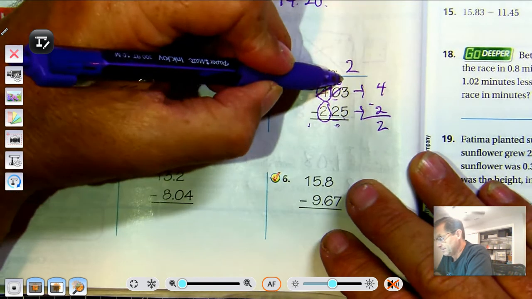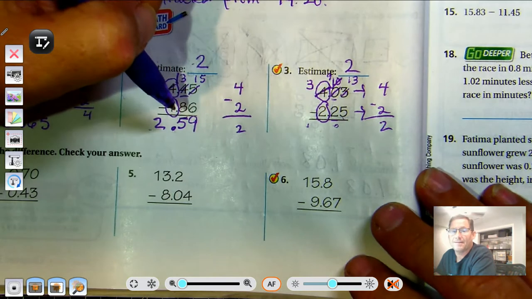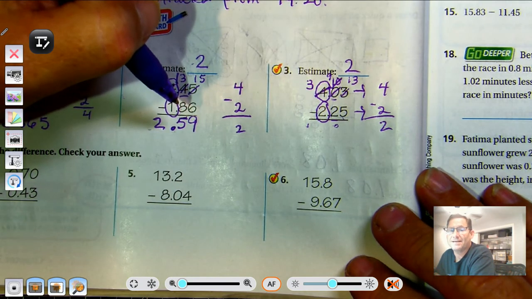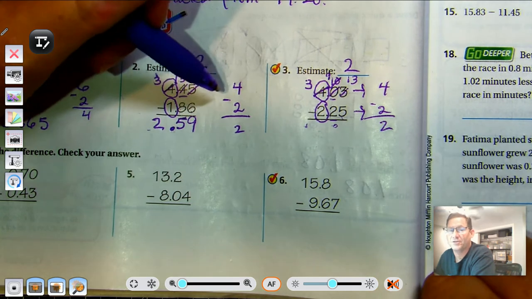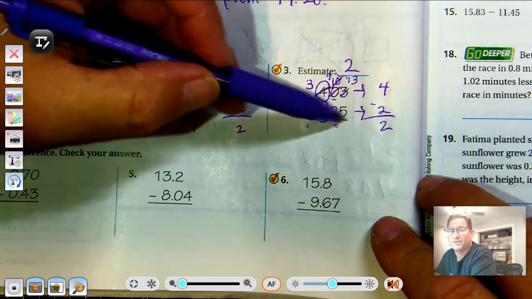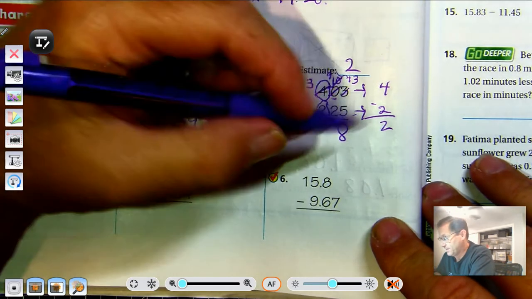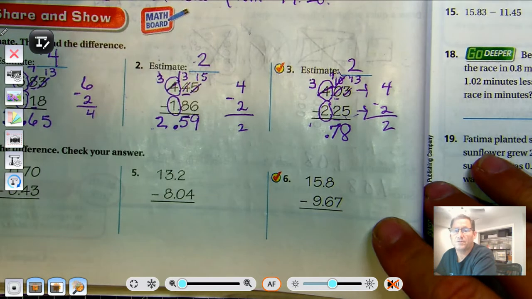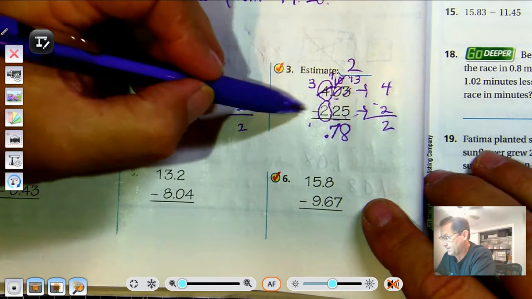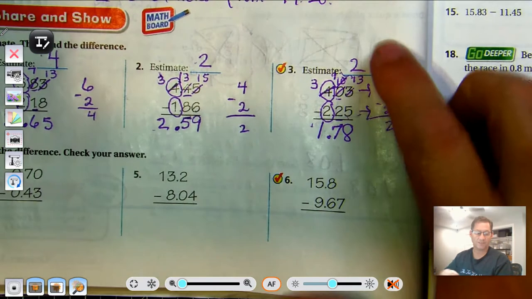Now we can regroup from the tenths. Take one of the 10 tenths and give it to the hundredths. 13 hundredths, take away 5 hundredths, 8 hundredths. 9 tenths, take away 2 tenths, 7 tenths. We're done with the decimal portion of the problem. Put the decimal, and 3 ones take away 2 ones is 1. So 1 and 78 hundredths, which is close to 2.